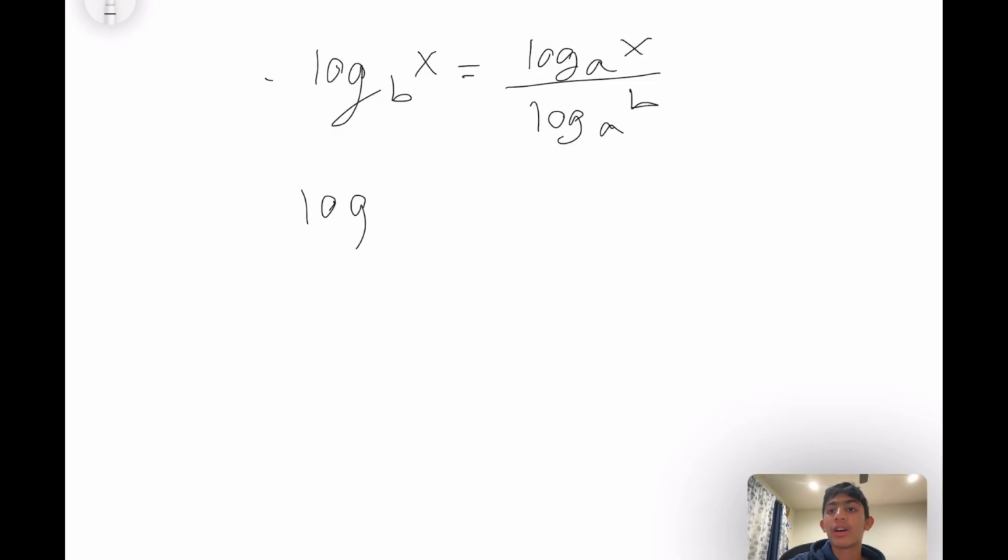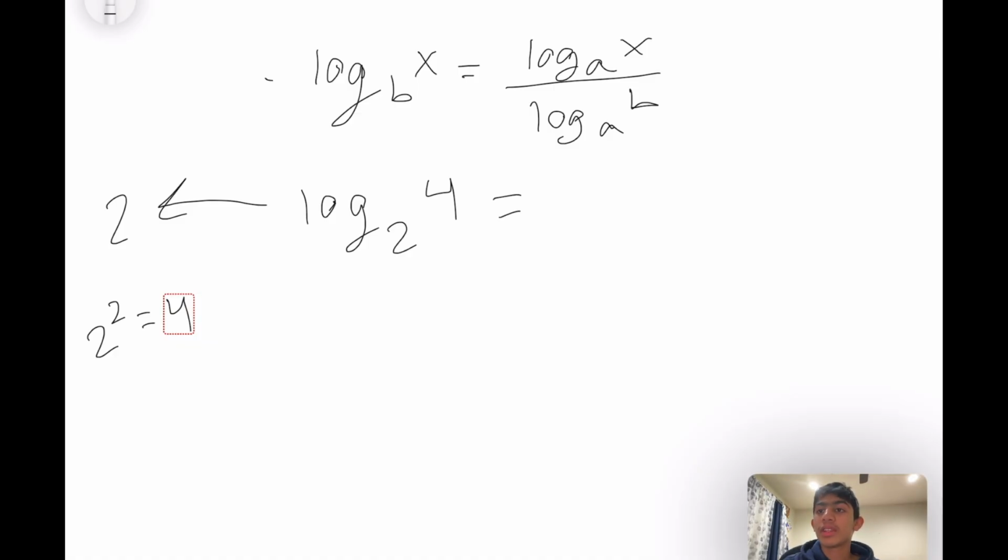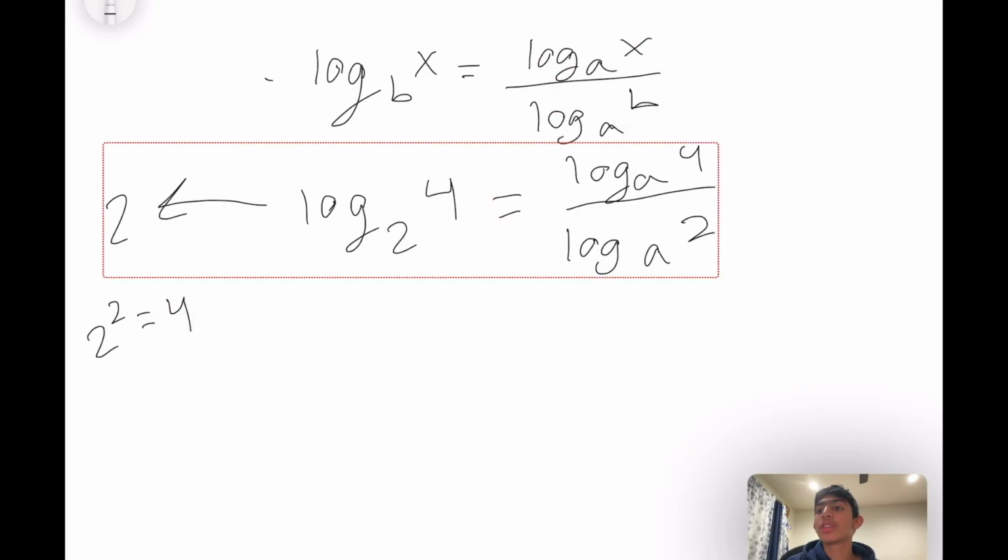One easy one is log base 2 of 4. Because we know that this is 2, because 2 to the power of 2 is equal to 4. Okay? So this can be rewritten as log base a of 4 over log base a of 2. Now you can just plug this into your calculator with a having base 10, and you'll get the same result.